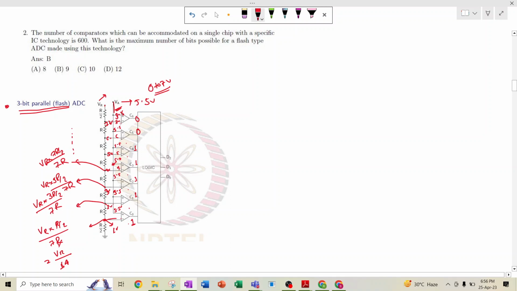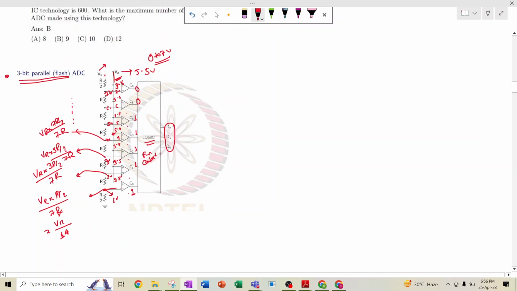Now we will use a special logic circuit, or we can say an encoder circuit, to encode this and represent it as a particular 3-bit digital value. So this is how this special type of ADC works. This is the basic idea of how the ADC works.